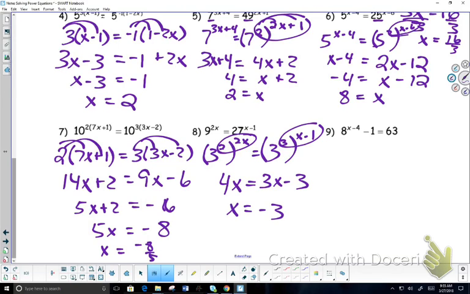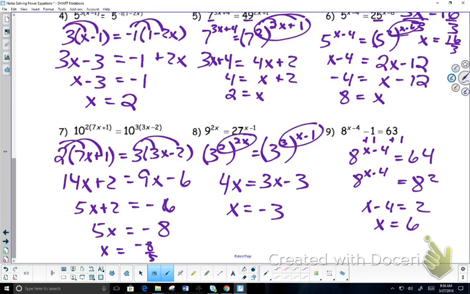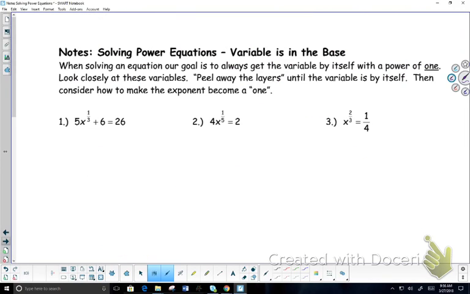Okay, the next one, you've got to take a step before you're ready to do anything with your exponents. So I'm going to add this 1 to both sides, giving me 8 to the x minus 4 equals 64. Now, once again, I got to get these to like bases. So 64 can be 8 squared. Now, I'm going to drop my 8's, and I've got x minus 4 equals 2. So I end up with x equals 6. Okay? So that would be, if you've got a variable in the exponent, how you'd go about it.